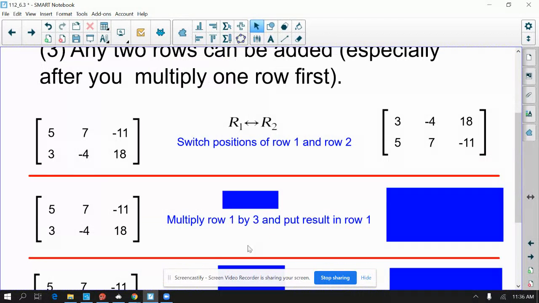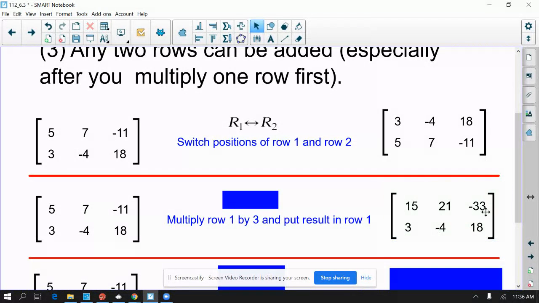I can multiply row 1 by 3 if I wanted to, but then I want to keep the results in row 1. So this becomes 15, this becomes 21, this becomes negative 33, like right here. What is the symbol for that? 3 times row 1. So this indicates you're going to take row 1, multiply it by 3, and put the answer in row 1. Notice row 2 stayed the same. Row 2 was 3, negative 4, 18, same thing over here. This only tells you to multiply row 1 by 3 and put the answer into row 1.